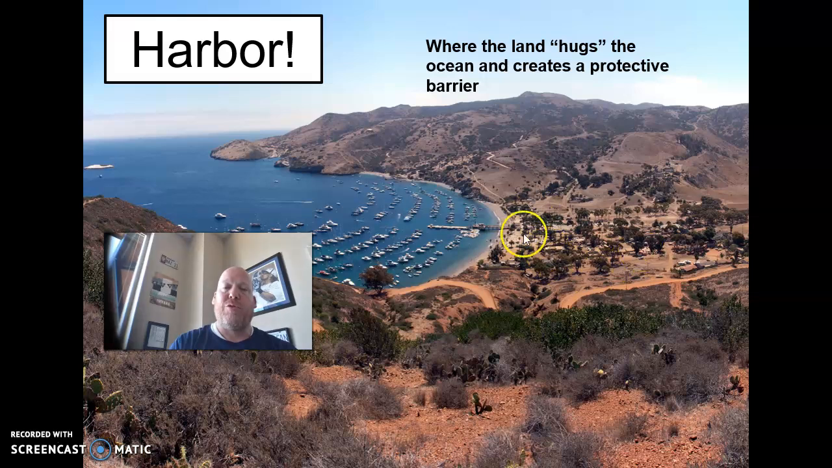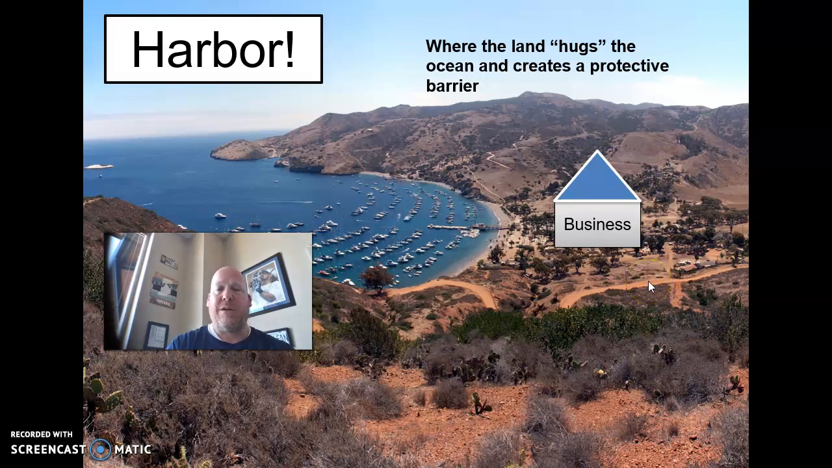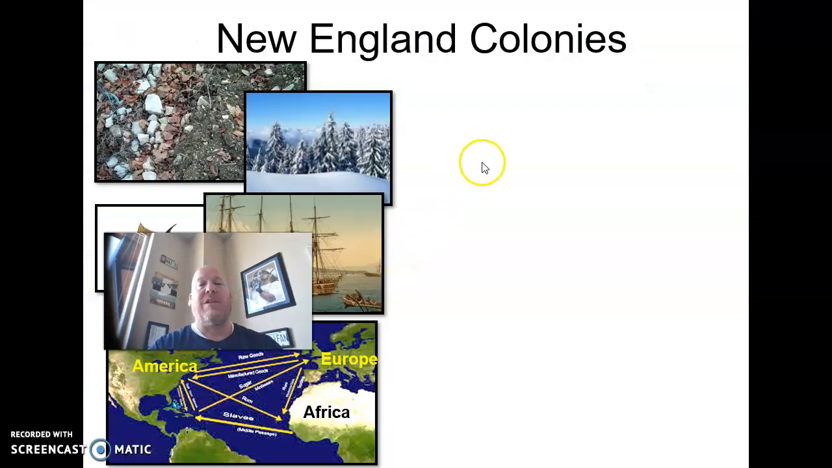And in these types of areas we would set up business. A lot of shipping, a lot of fishing. Those are basically the main two, fishing and shipping. If we had natural resources or goods that we wanted to ship back to Europe, we would use these harbors to do that shipping. And this also provides us a safe place to fish as well. All right, so let's look at the New England colonies.